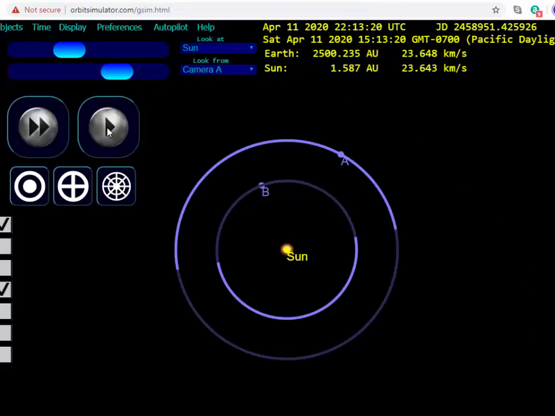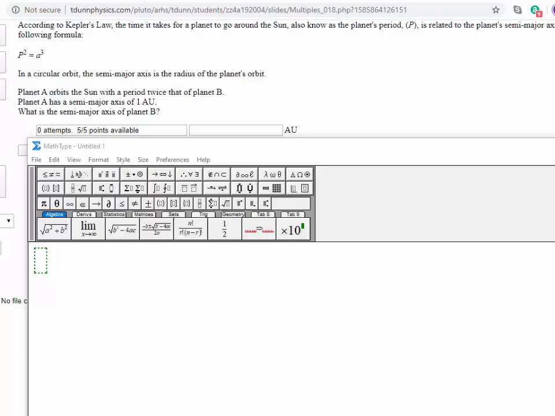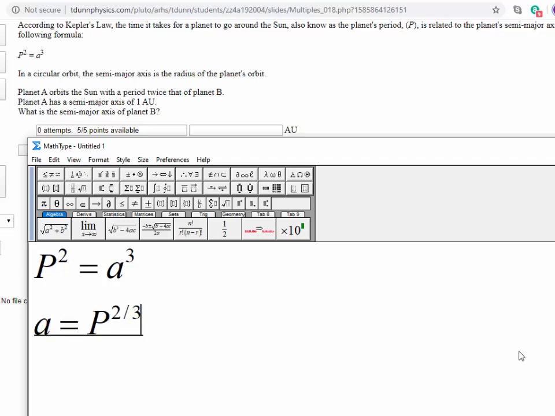Okay, so here we have a diagram of what's going on. Because planet A has a period double planet B, it has to be exterior to planet B in its orbit around the sun. Okay, let's start with the formula, P squared equals A cubed. And we'd like to isolate A in this equation, so we're going to say A equals P raised to the 2/3 power.